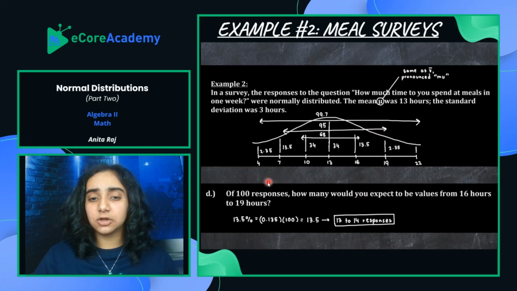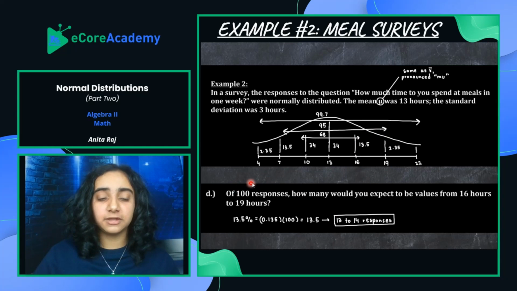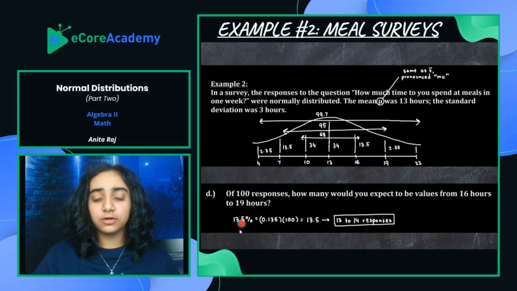However, that doesn't answer the question because we're asked of 100 responses. We're not asked for a percent. Therefore, since we determined this 13.5%, we'll convert this to a decimal, which is 0.135, and multiply that times the whole, which is 100, and we'll get 13.5. So this means that 13.5 responses out of 100 indicate that it takes 16 to 19 hours to eat.